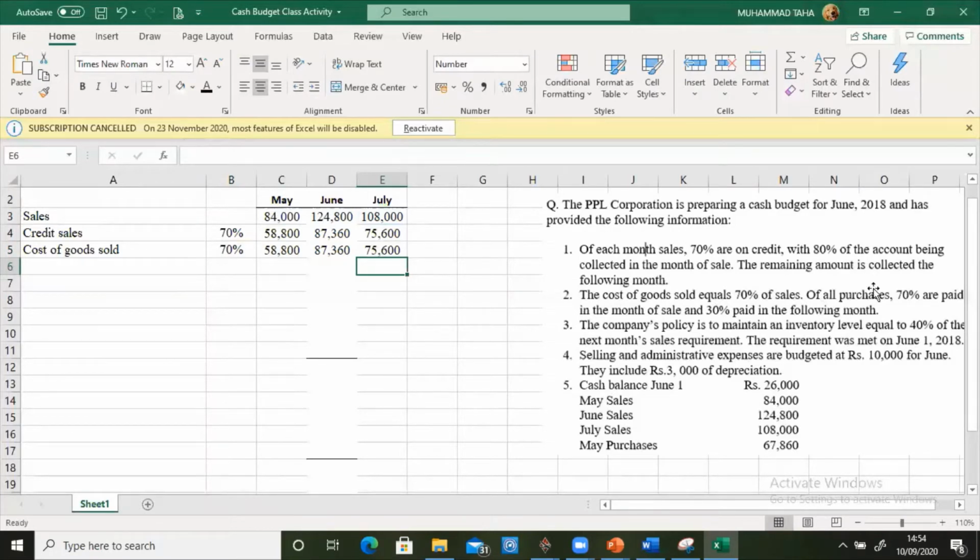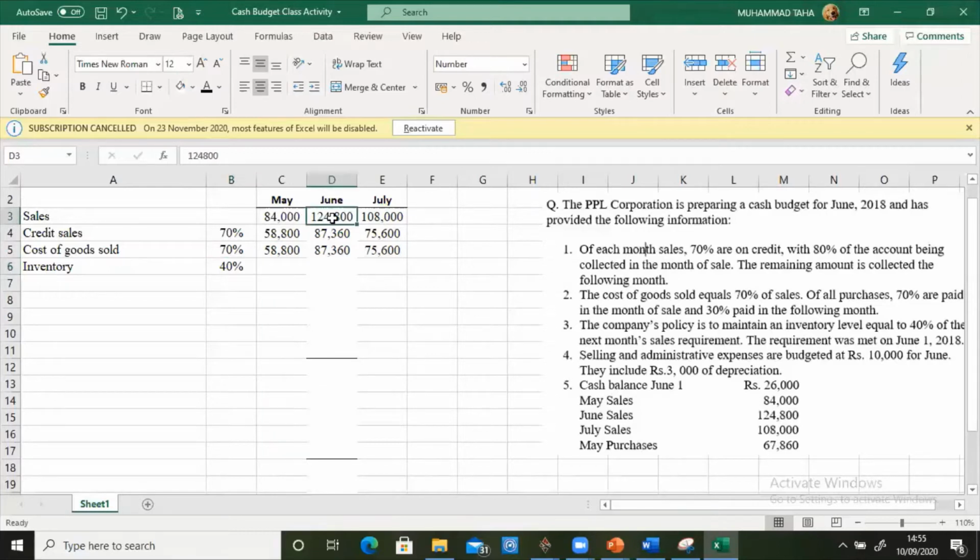Now, of all purchases, 70% are paid in the month of purchase and 30% in the following month. For this, you will also have to calculate the purchases amount. So let's see what other information is provided to us. The company's policy is to maintain an inventory level equal to 40% of the next month's sales requirements. You can derive this directly from sales, so first we're calculating that. So the inventory level is 40% of the next month's sales.